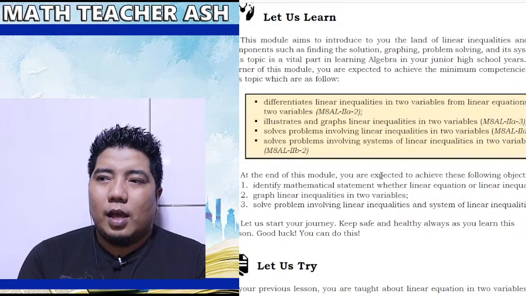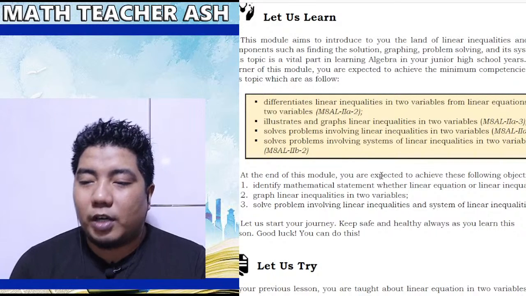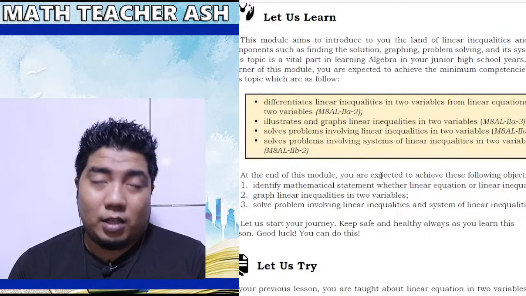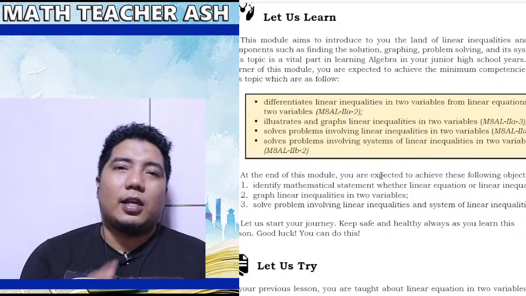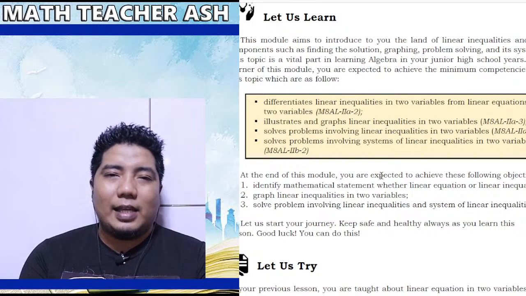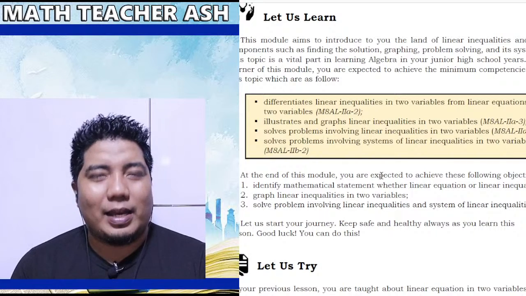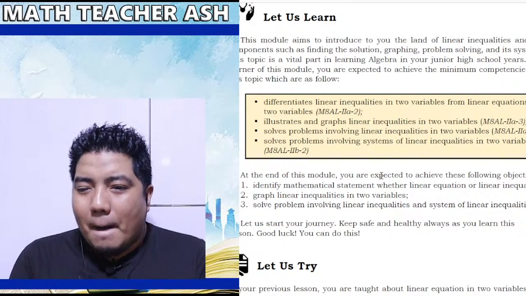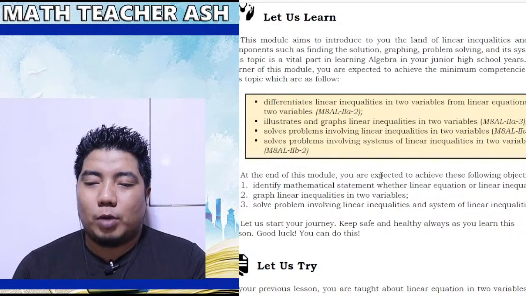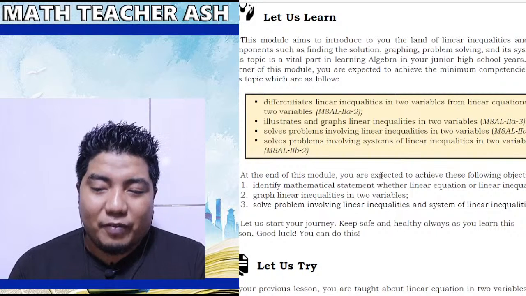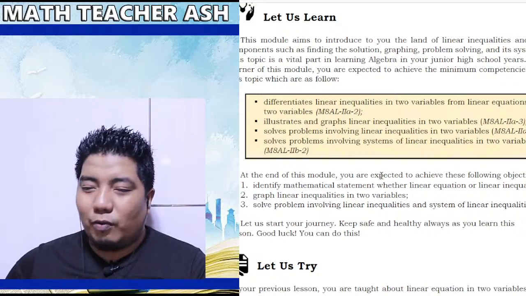So ano nga ba yung gustong ituro sa inyo ng module na ito? So first, we have to differentiate the linear inequalities in two variables from the linear equations in two variables. So basically, pag-uusapan natin ano ang pagkakaiba ng isang linear inequality in two variables sa isang linear equation in two variables. So napakadali lang yan, my dear math learners. Maya-maya i-discuss ko kung ano yung pagkakaiba nila. Pangalawa is to illustrate and graph the linear inequalities in two variables. And then the third, we have to solve problems involving linear inequalities in two variables. And finally, we have to solve problems involving systems of linear inequalities in two variables.